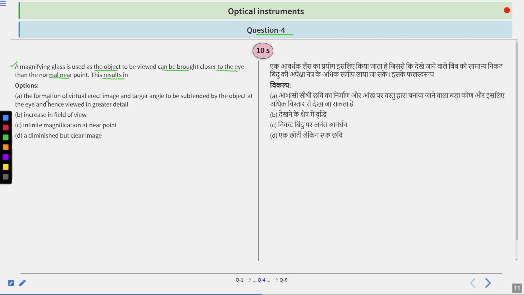So option A is the formation of virtual erect image. Listen carefully. Option A is the formation of virtual erect image and larger angle to be subtended by the object at the eye and hence viewed in greater detail. Option B is increase in field of view, and option C is infinite magnification at the near point, and option D is a diminished but clear image. Clear? So which option is correct based on this statement? You have some time to solve this question. After that, we will provide the solution of this question.